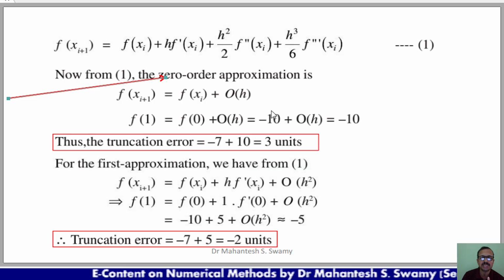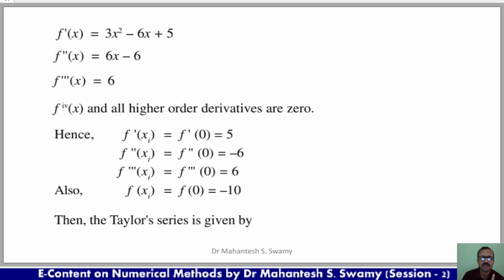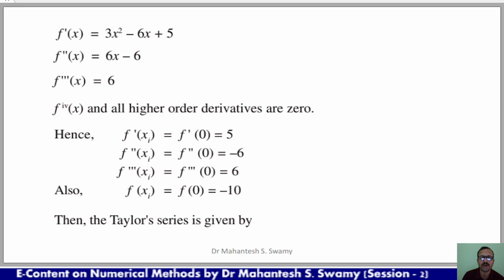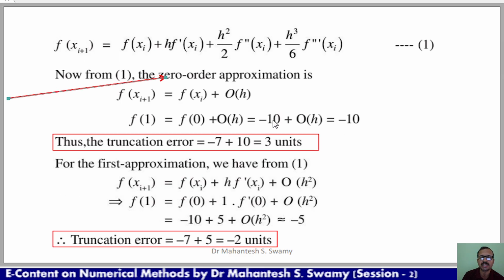So f of 0 is minus 10, order of h as it is. Order of h is 1, because we have seen h is 1. You please observe, h is 1. Therefore order of 1, there is no need of writing, only this minus 10.